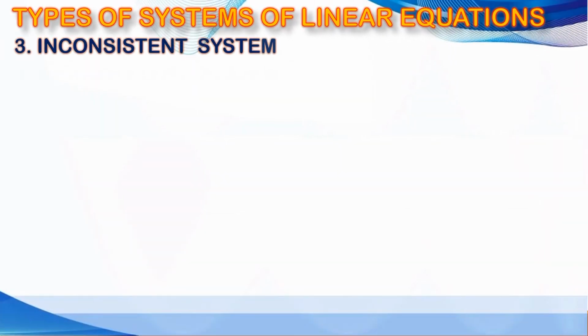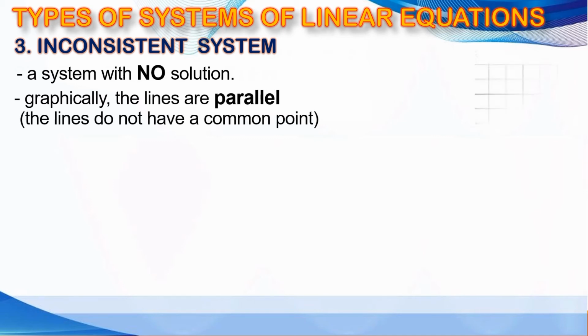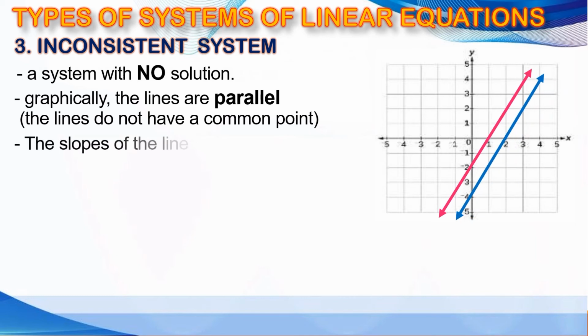How about the inconsistent system? This is a system with no solution, and graphically, the lines are parallel, which means that the lines do not have a common point, just like the graph on the right. So we have parallel lines, and the slopes of parallel lines are equal, but the y-intercepts are not equal.